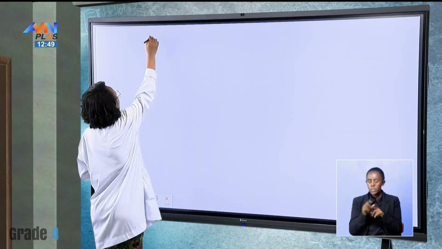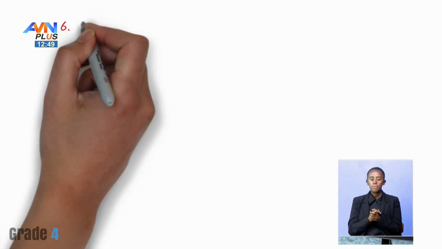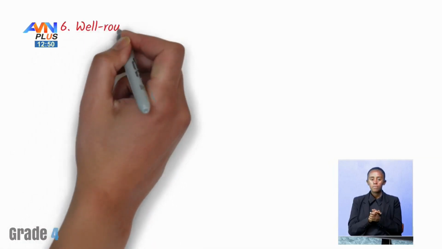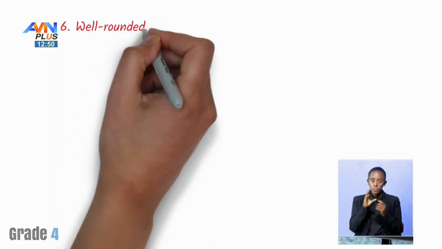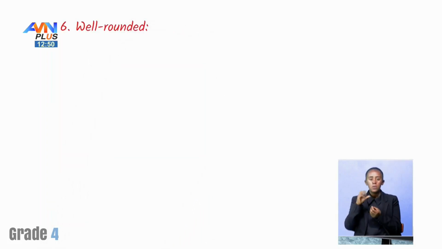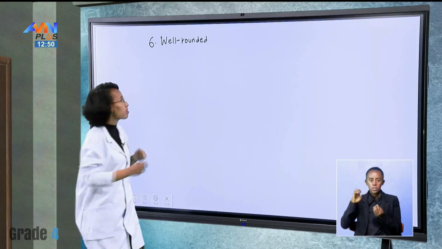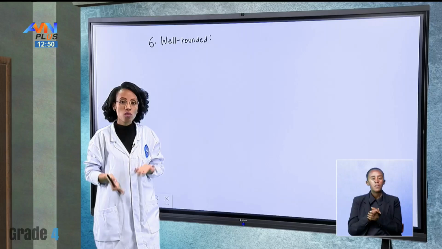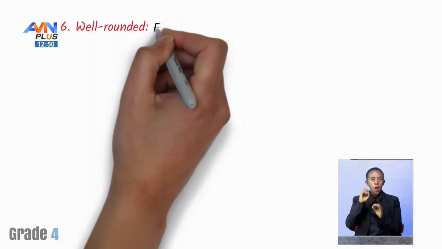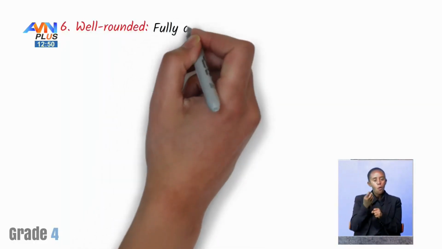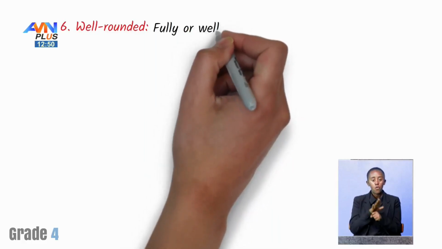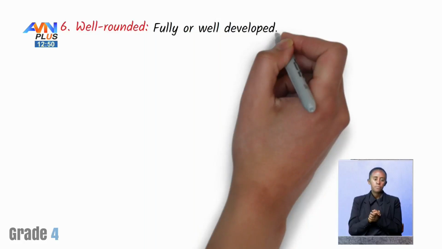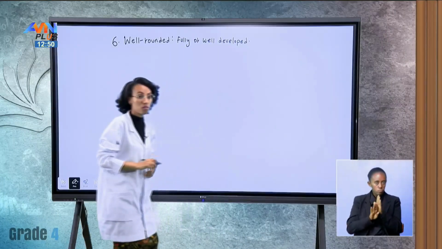What about number 6? What is our word? The 6th word that we're going to talk about is well-rounded. Okay. Well-rounded. What does well-rounded mean? Fully or well developed, okay?